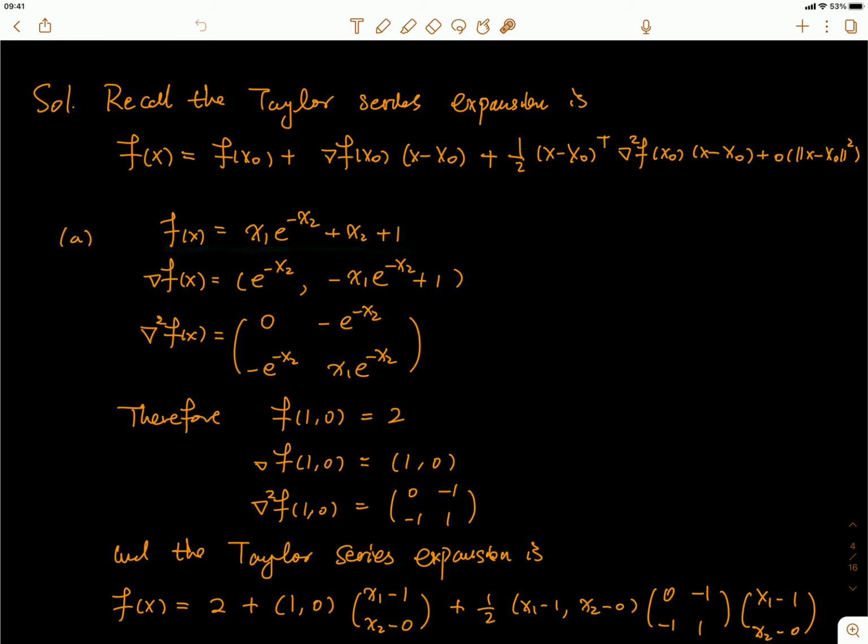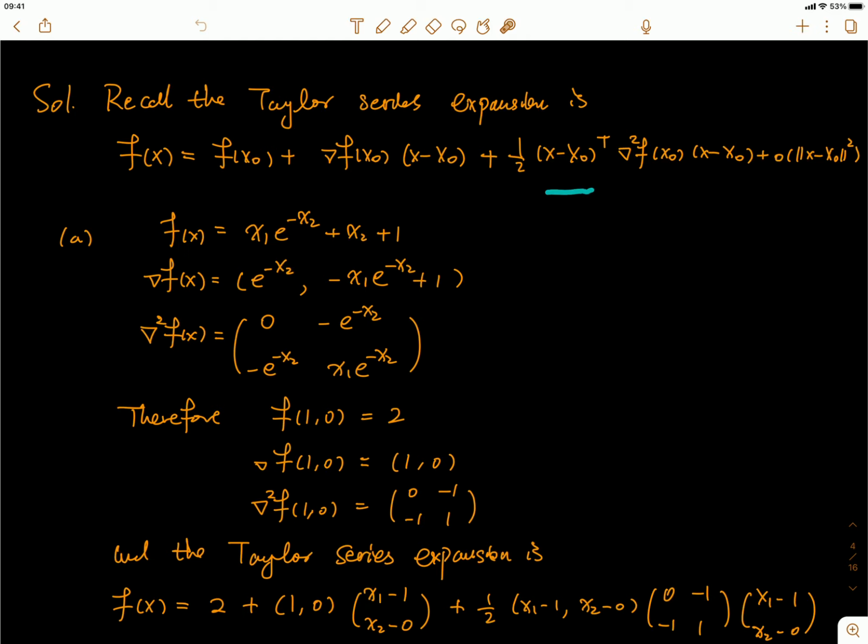Okay, and to do the Taylor series expansion up to the second order, we know the formula is that f of x, taking expansion at the point x0, will be the zeroth order term. This is the first order term. This is the second order term. And these are all the higher order terms. Remember that this is a row vector. So you have a row vector here and a column vector here. That gives us a scalar.